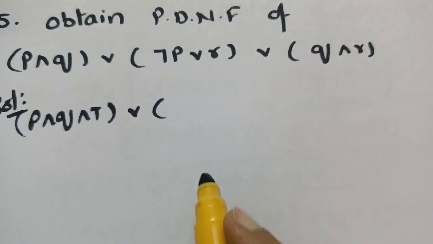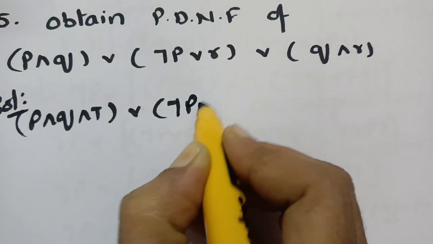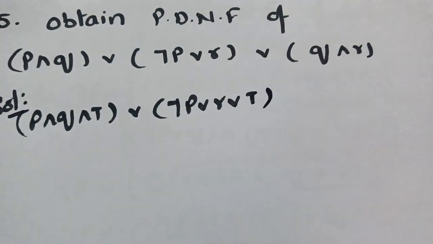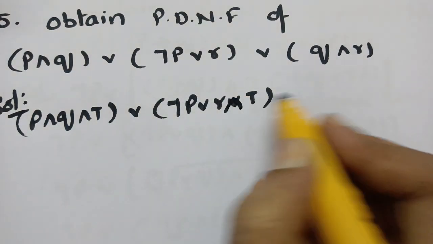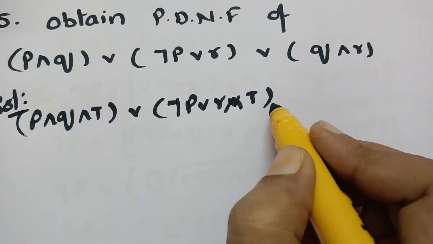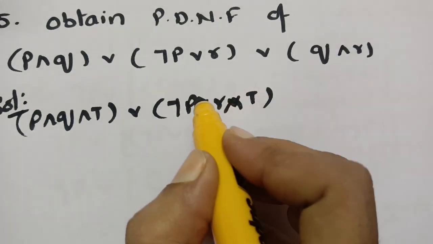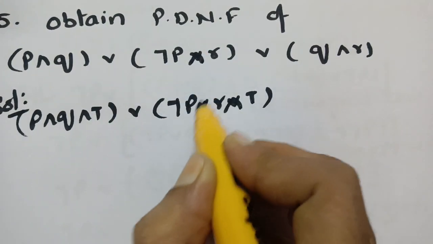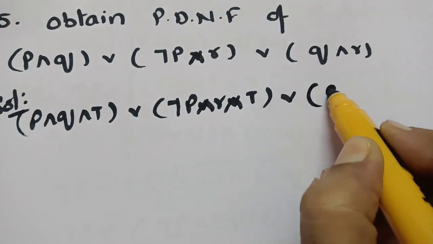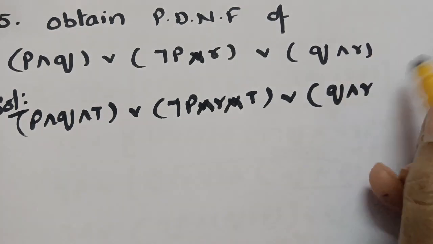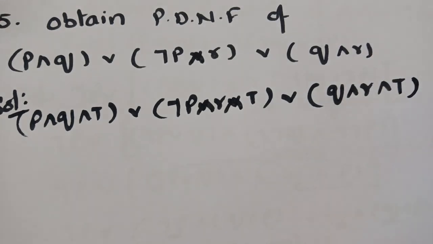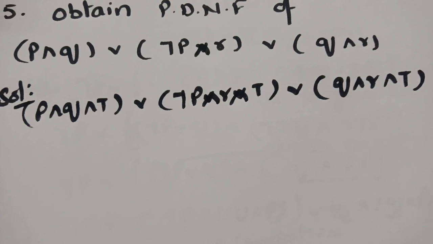And next one, P and R are there. What is missing? Q is missing. So I'm writing T here. And for the next one, P and R. What is missing? P is missing. Instead of writing it, I am writing T. I am using the identity law.